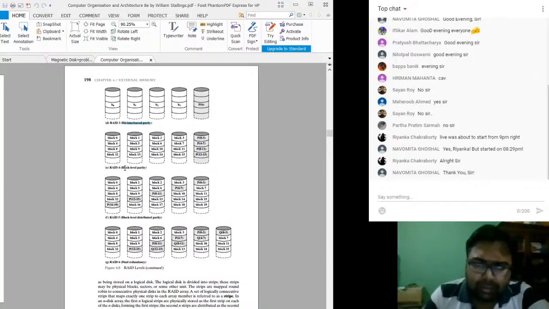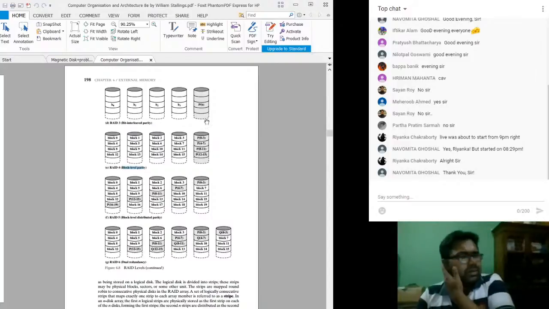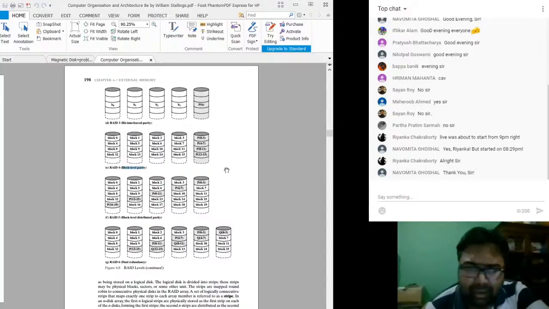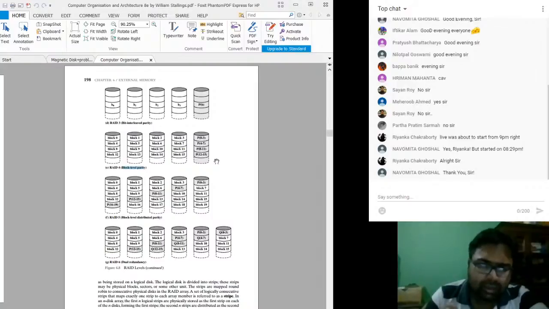Next, RAID 4 is block level parity, meaning it is not evaluated bit by bit, instead it is evaluated block by block. Next comes RAID level 5, block level distributed parity. Now what is the disadvantage of the previous scheme? If the disk which is responsible for storing the parity information fails, your entire system will collapse.